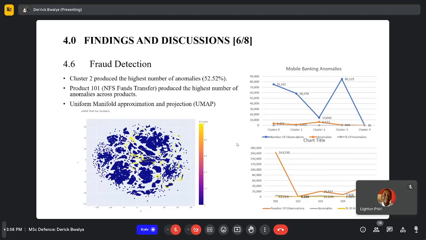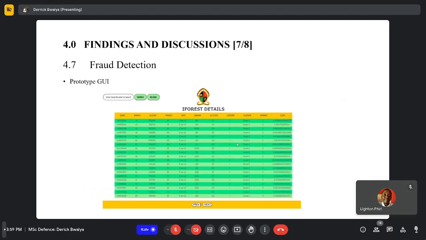Down there, we are displaying the Uniform Manifold Approximation and Projection output. Where we see there are yellows, those are the anomalies that the model predicted. And on the right, there is just the chart that gives us the output in terms of percentages.